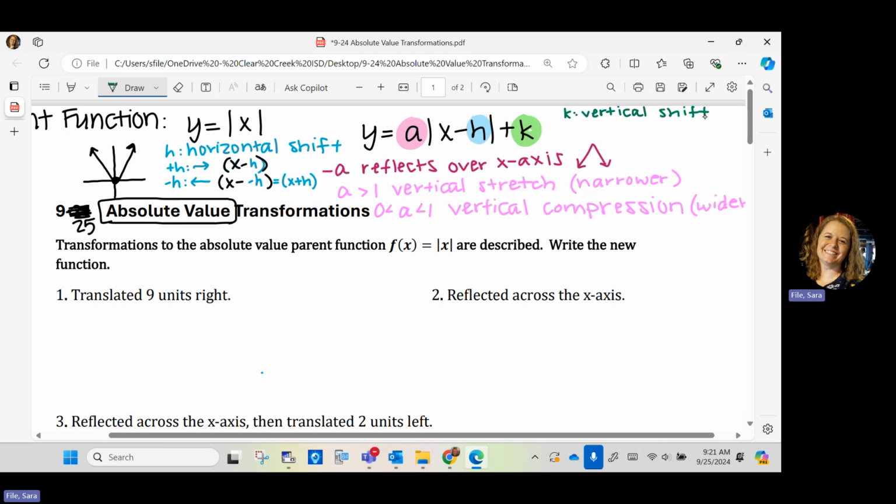Now it's a plus sign in the equation, so it's going to be pretty straightforward. If you have a positive k, you're going to shift up. If you have minus k, if you have a negative k, you're going to shift down.